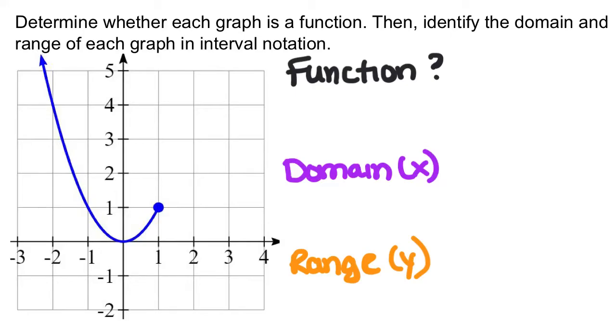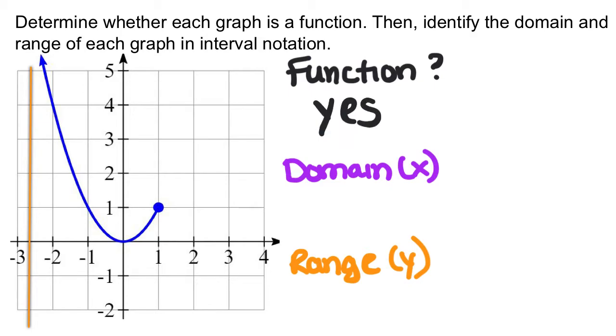For the next example, you have to determine whether or not it's a function, then identify the domain and range. So first, if I want to determine if it's a function, I'm going to use my vertical line test, where again, it never should cross a vertical line more than once. So if I move my vertical line across, we see that it only ever crosses it exactly once. So this means that our answer is that yes, it is a function.